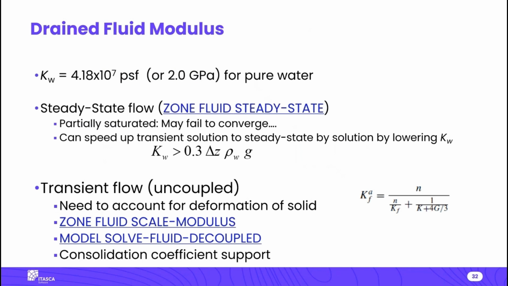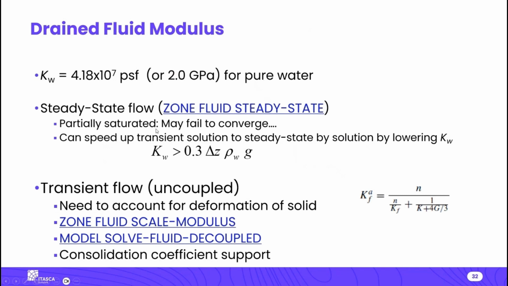All right, so here's my maybe qualification. If you are just trying to get to the steady state, so essentially you want to know what the pore pressures are at infinite time, you don't need to specify a fluid modulus. Fluid modulus is not important. You can just give this command zone fluid steady state, and it will work out what the pore pressures are at infinite time, most of the time.